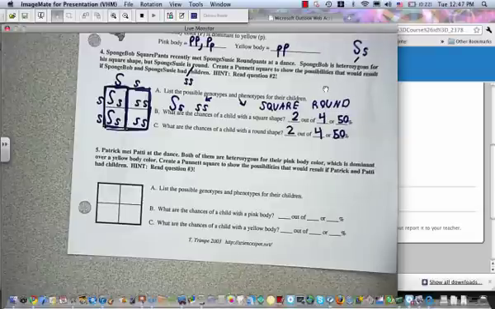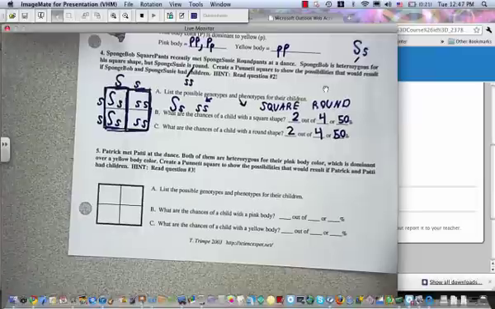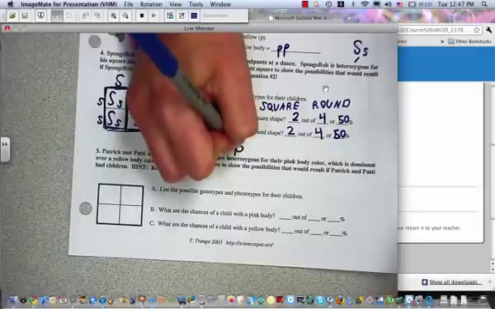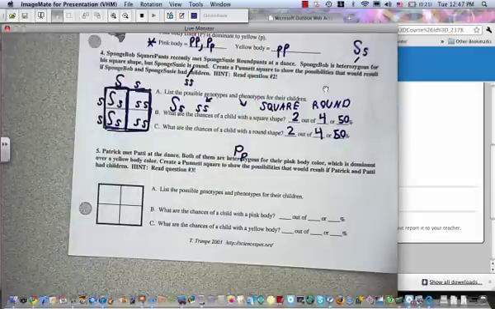Patrick met Patty at the dance. Both of them are heterozygous for their pink body color, which is dominant over a yellow body color. Okay, so body color. And we're going to create a Punnett square to show the possibilities that would result if Patrick and Patty had children. Hint, read question number 3. Why are you reading question 3? Because you're looking right here to figure out what you're going to use for dominant and recessive.